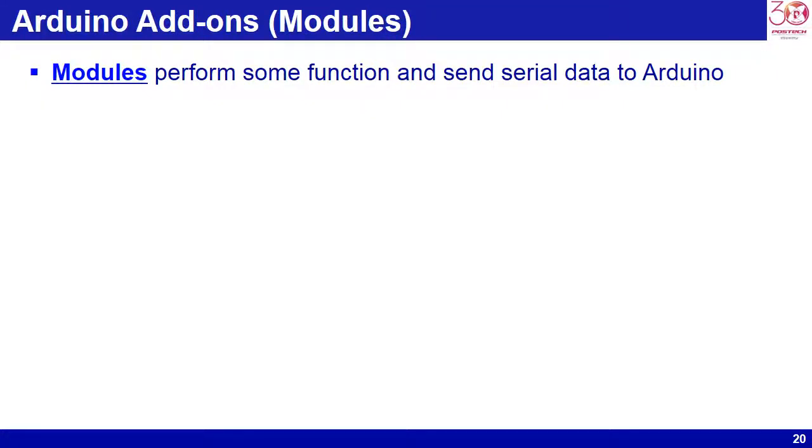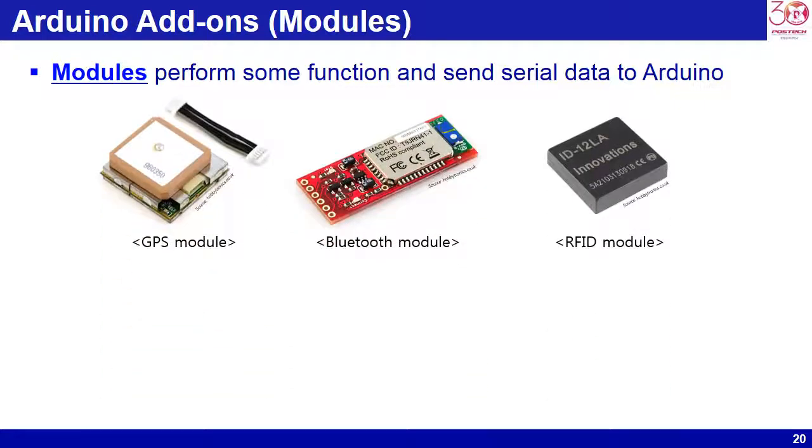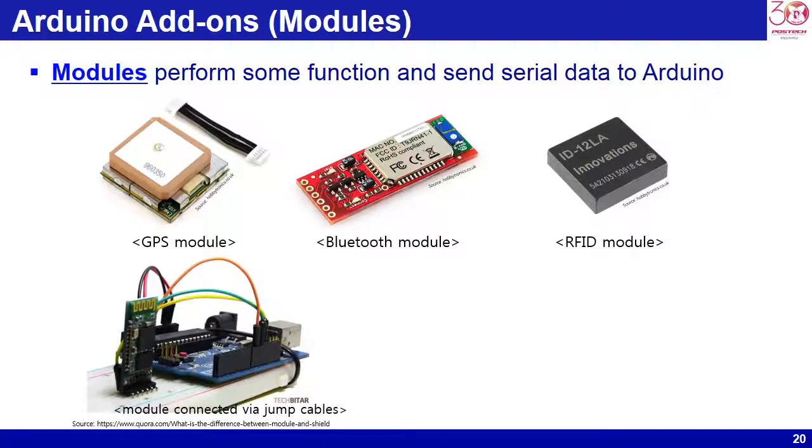Modules are functionally equivalent to shields. There exist various modules that can be added to the Arduino board. GPS module, Bluetooth module, and RFID module are examples of modules. The modules can be connected to the board using jump cables. It does not sit on the Arduino board, and you can easily access other pins without any physical or electrical hindrance.